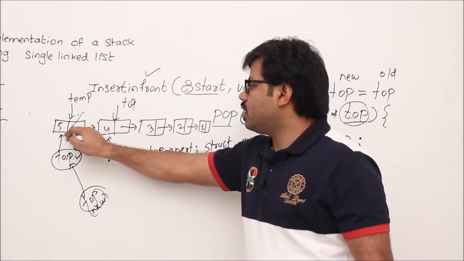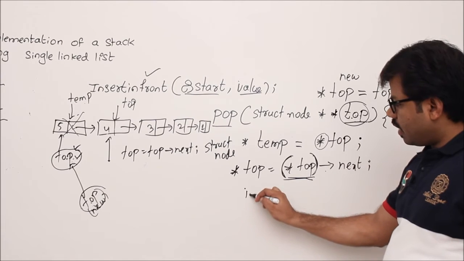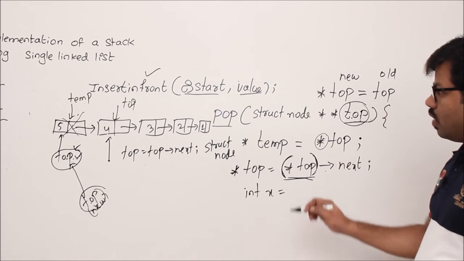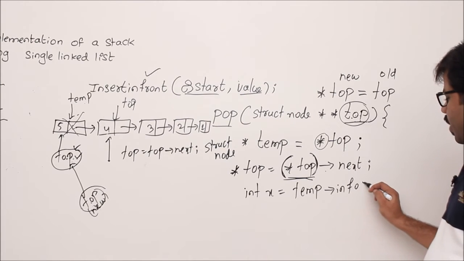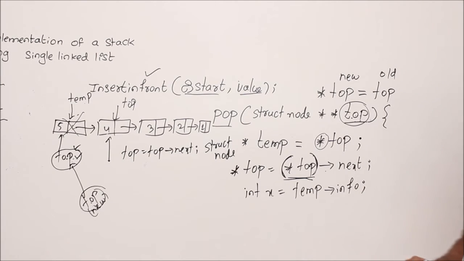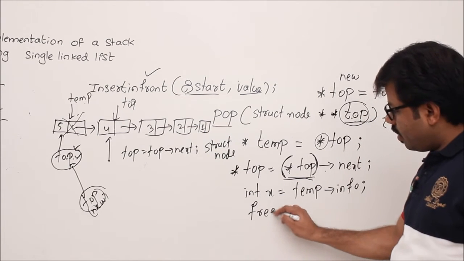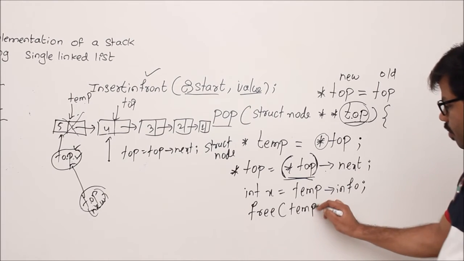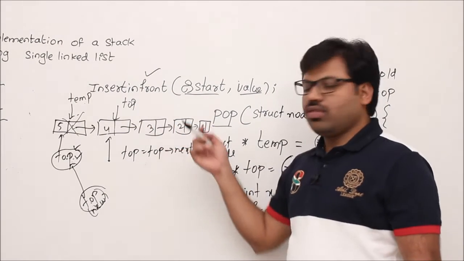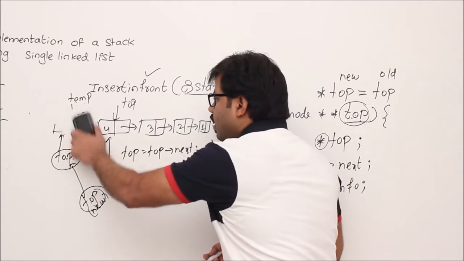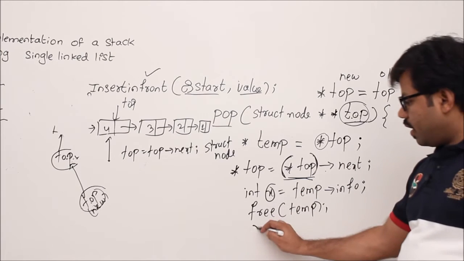Then you have to free this temp, correct? Before that, if you want to take the data, then create a variable, int x equal to, what is that data? Where is that? In temp cap info. Pretty fine. After that, what you would like to do? You would like to free that temp. Then simply write free. That box is now pointed to by temp. Free it. Then what else you want to do? That's it. Already top reached the right position, and this box is deleted, and the deleted value we have stored in x. Then simply return x.